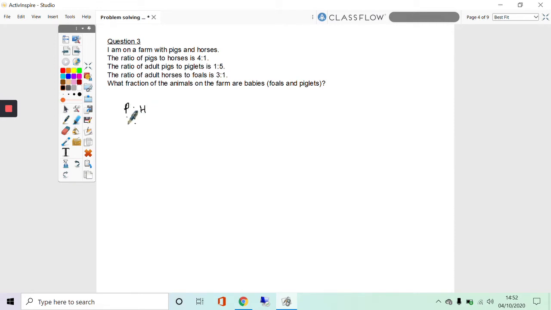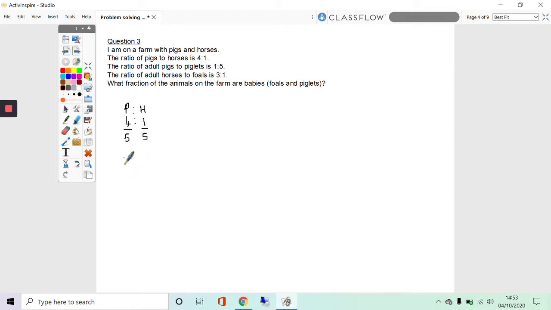And pigs to horses is 4 to 1. So the ratio has 5 parts altogether. So 4/5 of the animals on the farm are pigs, and 1/5 of the animals on the farm are horses.